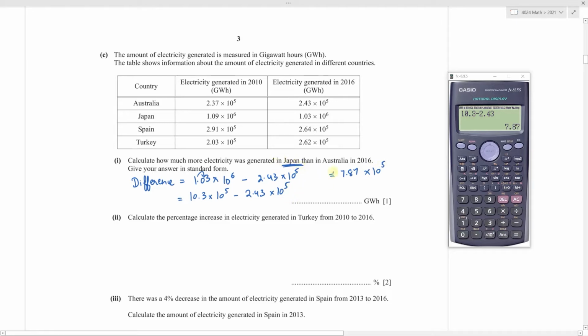So this is the difference, or this is how much more electricity was generated by Japan. So, 7.87 into 10 power 5 gigawatt hours.